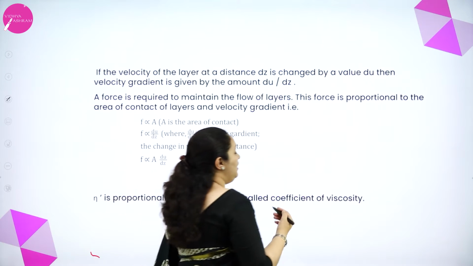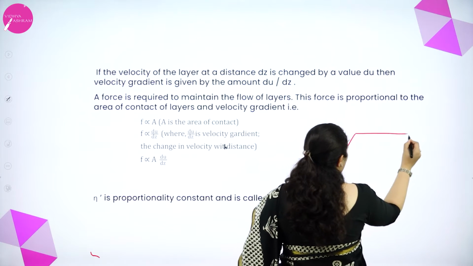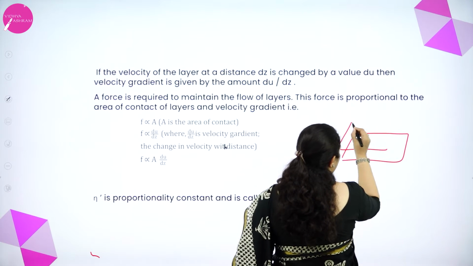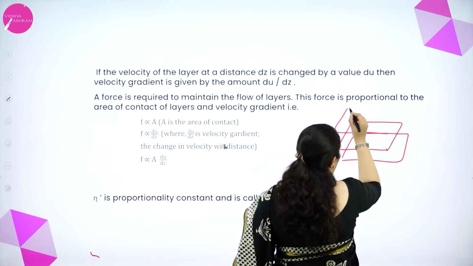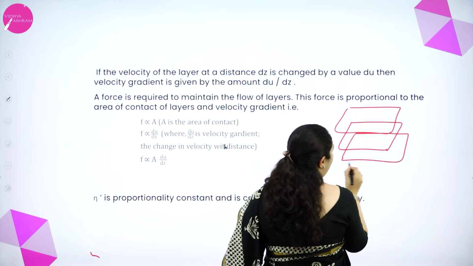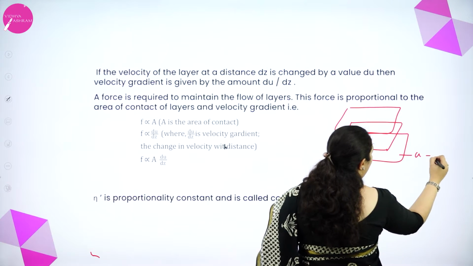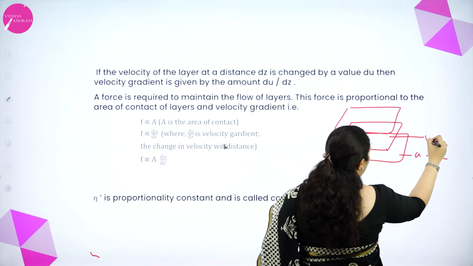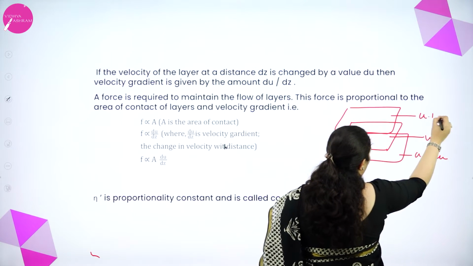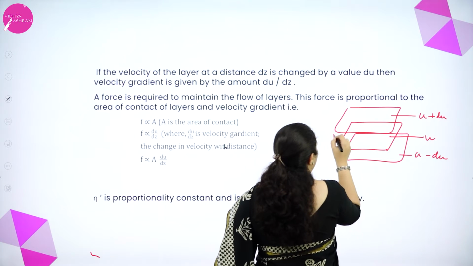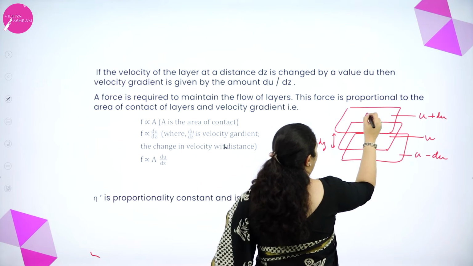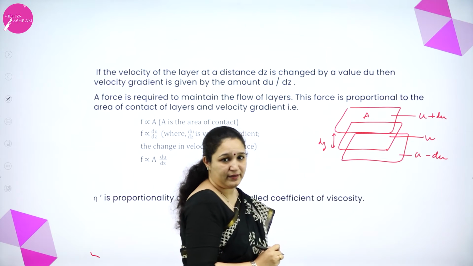Now we are going to derive the mathematical form. What did we consider? First layer, second layer and third layer. The layer in contact with the surface has velocity u minus du and moves very slowly. The middle has a velocity u, and the upper is u plus du. The distance between them is dz, and A is the area of contact.